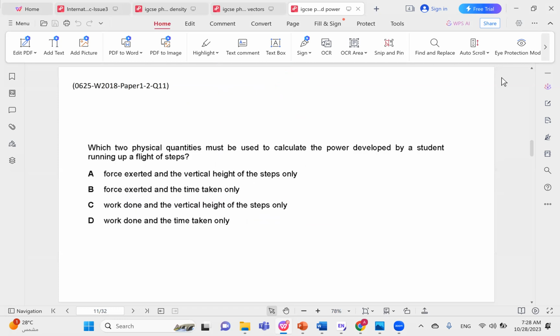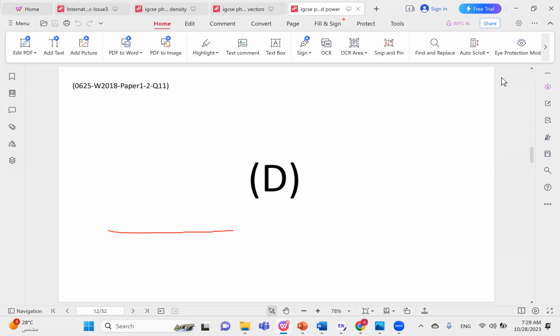Which two physical quantities must be used to calculate the power developed by a student running up a flight of steps? So this is similar to the previous question. And again, work done and time taken would be okay. So choice D is correct.